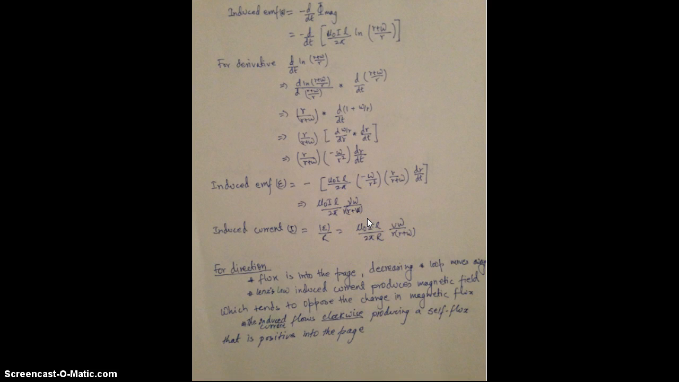Now for the direction, the magnetic flux is into the page and it is decreasing because your loop is moving away from the wire, so it gets weaker. By Lenz's law, the induced current, which produces a magnetic field, always opposes the change in the magnetic flux. Therefore the induced current should be clockwise, and it is producing a self flux that is positive into the page to cancel the change in magnetic flux.